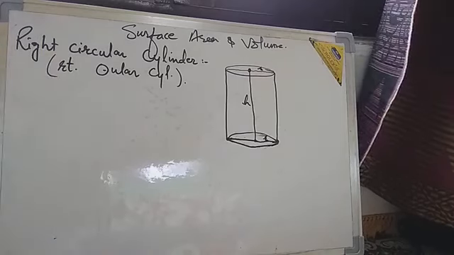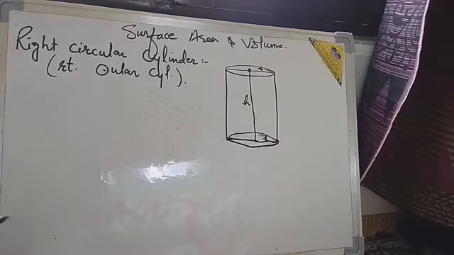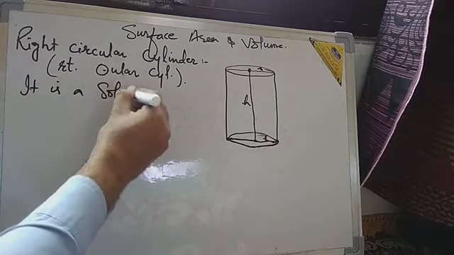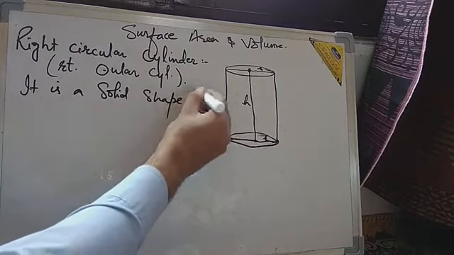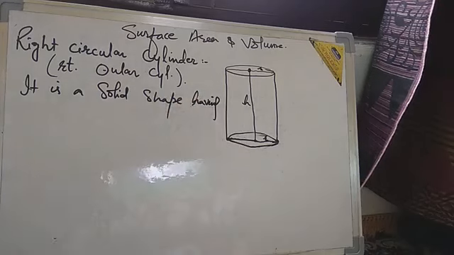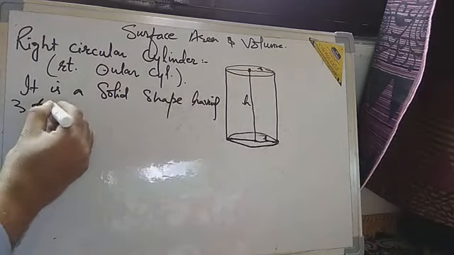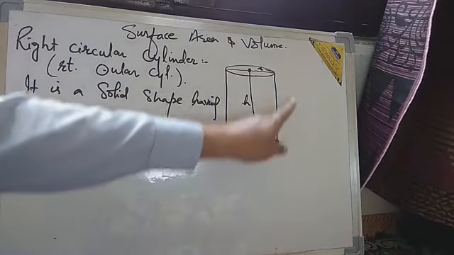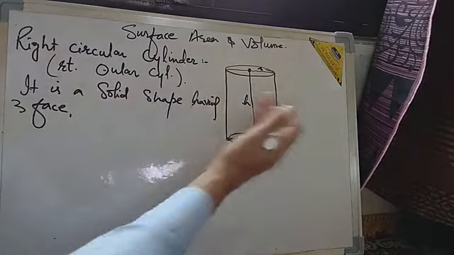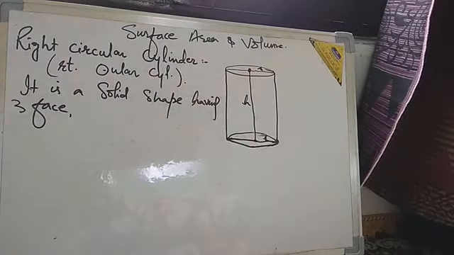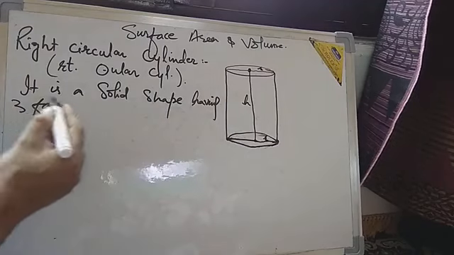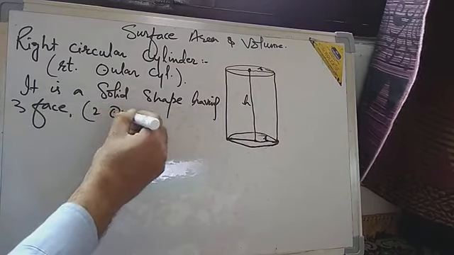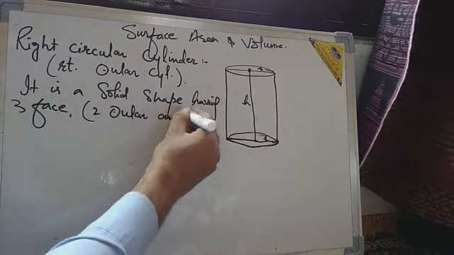Now we have to write its definition. The definition of this solid shape is, it is a solid shape having three faces. See these three faces: circular face on the bottom, circular face on the top, and the curved face, the side face of this. This is the curved face. It is a solid shape having three faces: two circular and one curved.